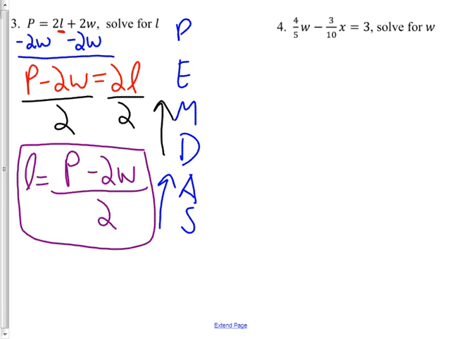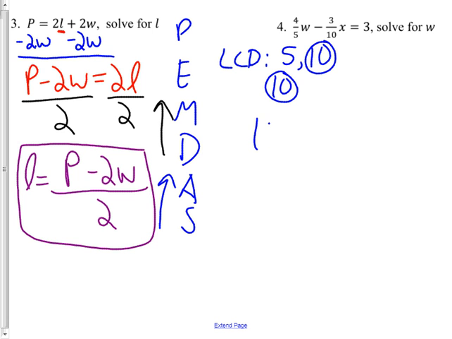To the next problem, we've got a lot of fractions. 4/5 w minus 3/10 x equals 3, and we're solving for w. Okay. So in this equation, as we've dealt with fractions before, we can look for the LCD. Whenever we've got a couple of fractions, we can look straight at the LCD and try to find it. So we've got 5 and 10. Well, this one's a little bit easier. 5 goes into 10, so our LCD is going to be 10.